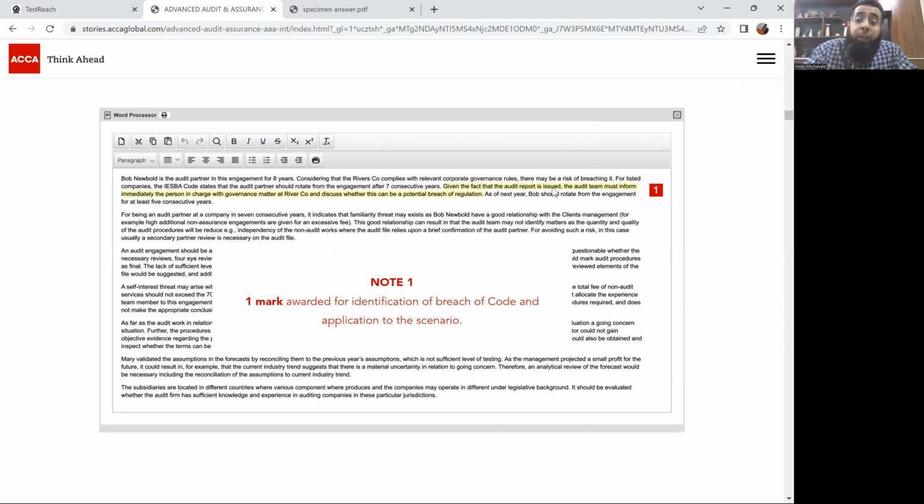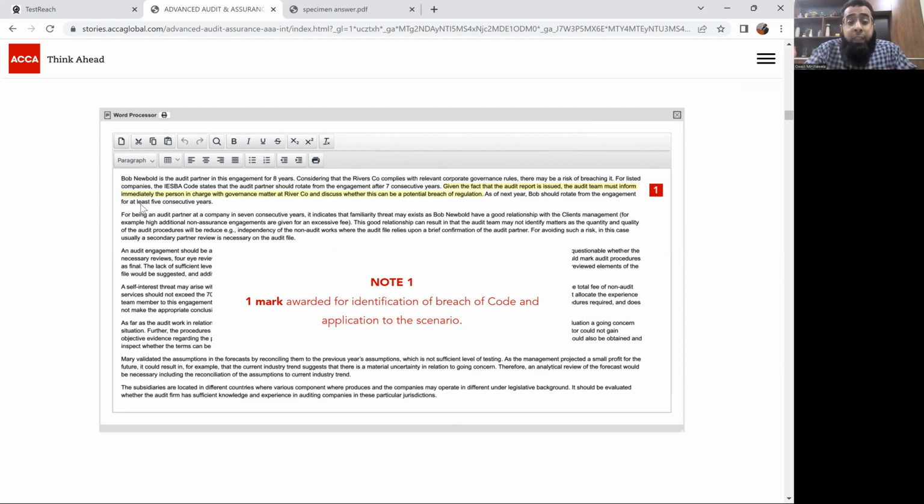Given the fact that the audit report is issued, the audit team must inform immediately the person in charge with governance at Reverse Company and discuss whether this can be a potential breach of regulation. As of next year, Bob should rotate from the engagement for at least 5 consecutive years. Now, if you look at this paragraph, he has written it in a very limited manner. That, okay, he has been doing audit for more than 7 years. It's a breach of a regulation and we should report it to those charged with governance.